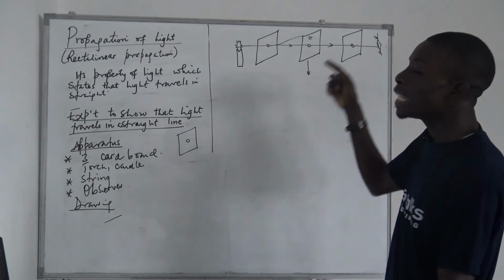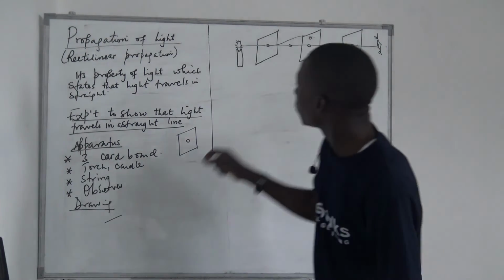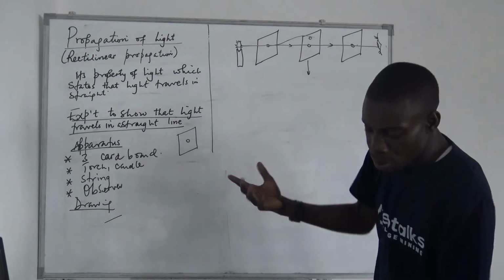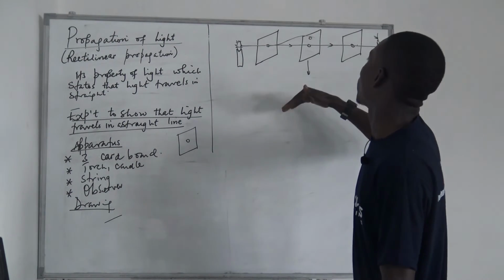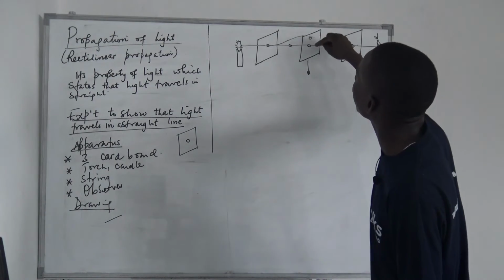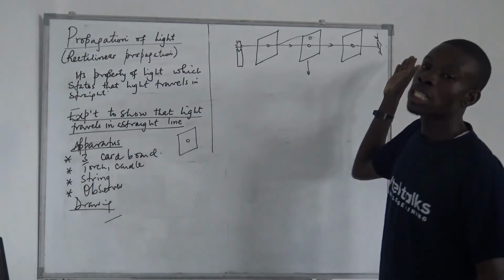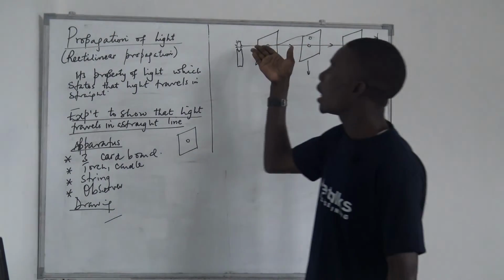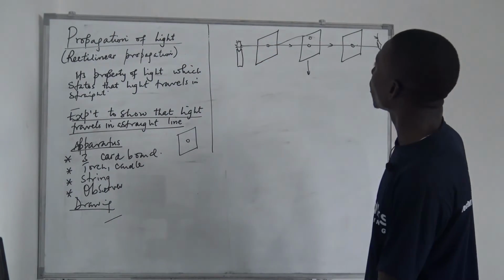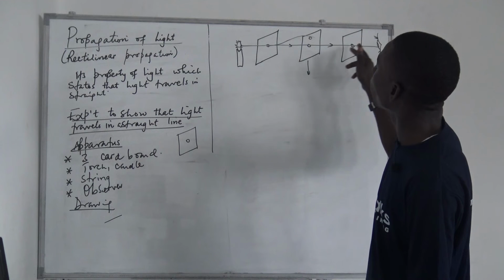Is that okay? And then next, try displacing one of the cardboards, maybe the middle one, upward or downward, so that the hole is no longer in line. Maybe the hole has shifted. What will happen is that you will no longer see the source of light from this other direction. And that will show that light travels in a straight line.